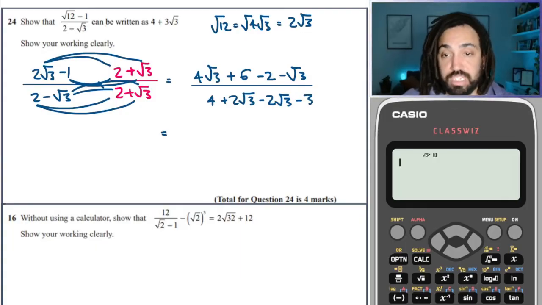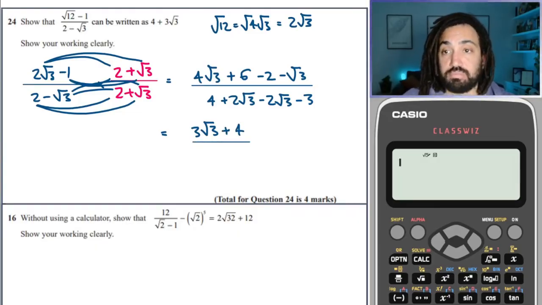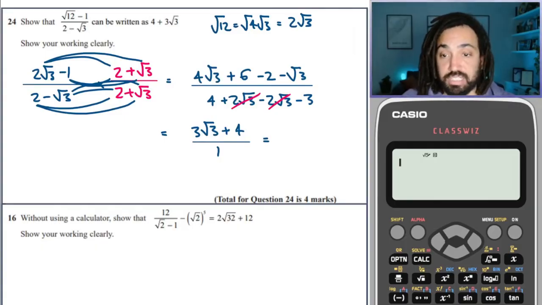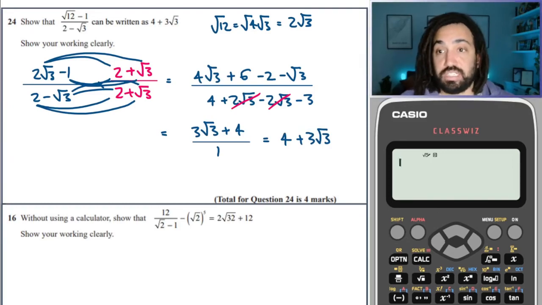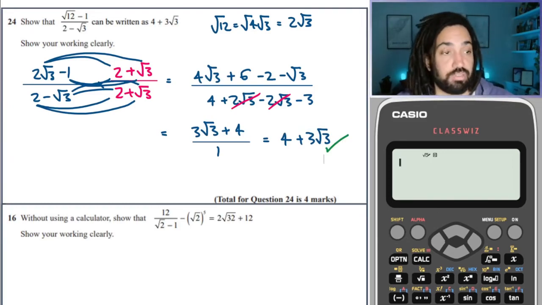Okay, let's collect the terms at the top. There's 4 root 3's minus a 1 root 3 is 3 root 3. And there's 6 minus 2 is 4. And on the bottom, these two are going to cancel out. And we've got 4 minus 3 is 1. So it's just 1. Perfect. So that is exactly what they've asked us to show. So that is a nice 4 marks, particularly for a question 24. Lovely.